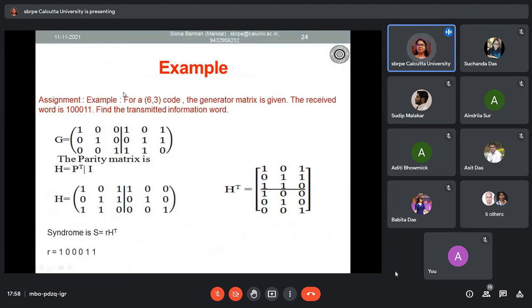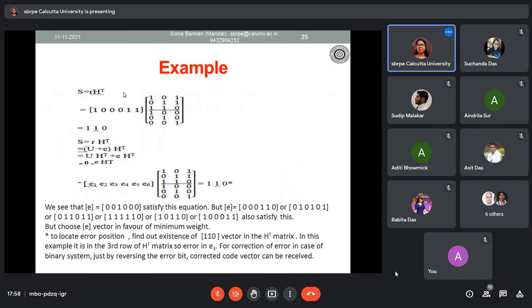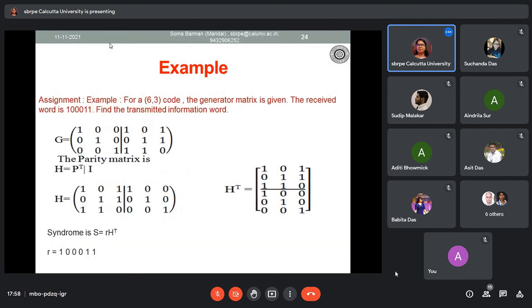So this is another example. You can easily calculate this. This is for your homework assignment. This is also a (6,3) code word, the generator matrix is also given, and the received word is this. You have to find out the transmitted information. If this is received, what should U be? So you have to find that out.